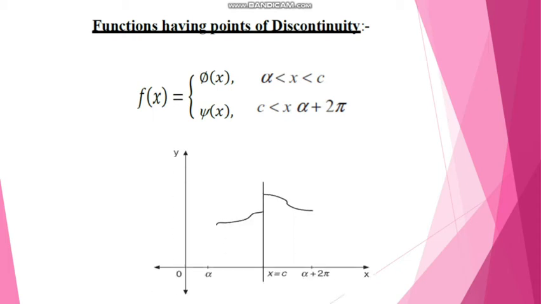Now you can see the graph of this function f of x. x equal to c is the point of discontinuity. You have phi of x over the interval alpha to c. Between c and alpha plus 2 pi, you have psi of x. Our main objective is how to write the Fourier series expansion of this kind of function containing points of discontinuity over the interval. It has a finite number of discontinuities.